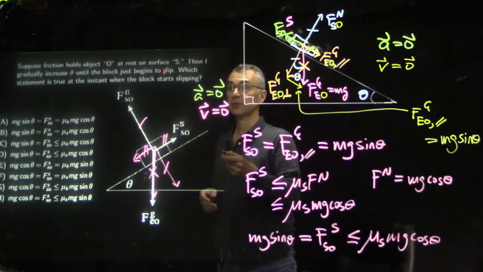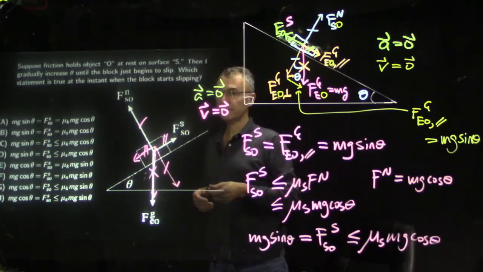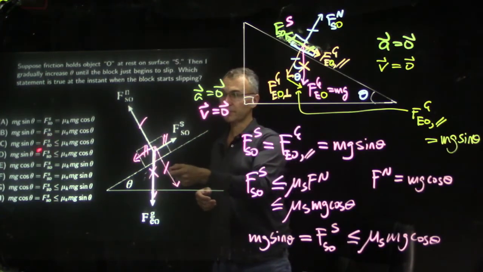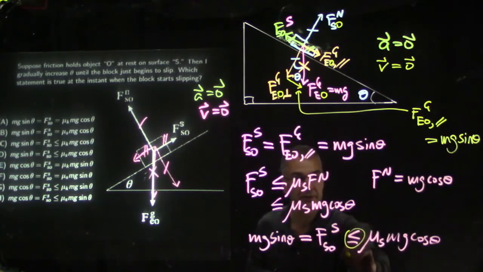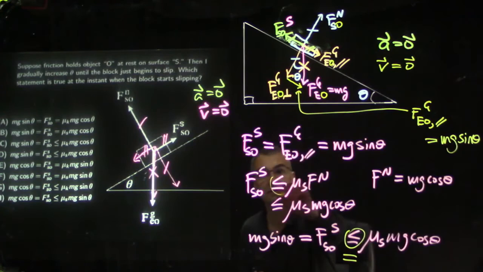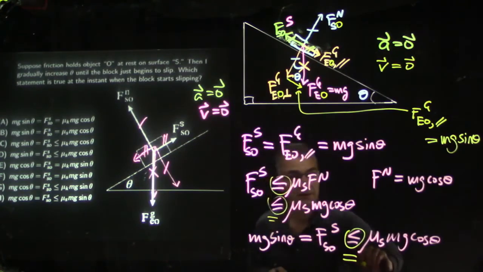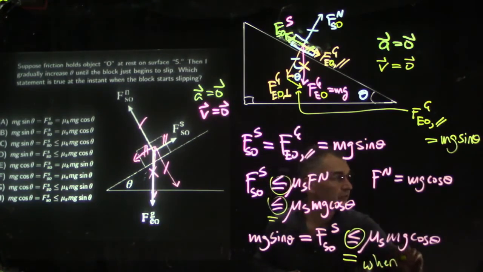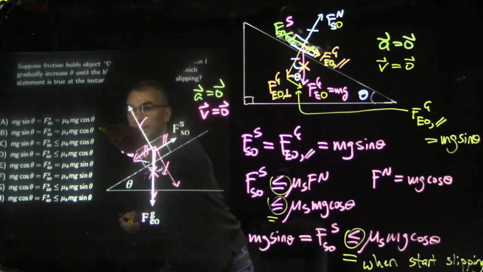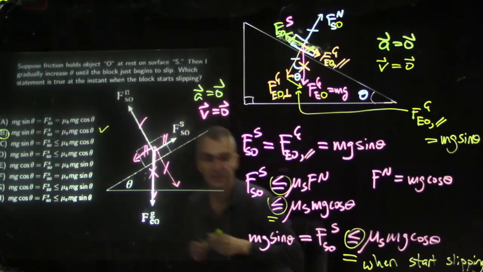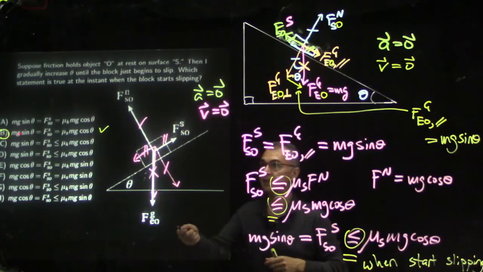Suppose friction holds the object at rest on the surface, then I gradually increase theta until the block just begins to slip. Which statement is true at the instant when the block starts slipping? So then this less than or equal for static friction becomes an equal sign when we start slipping. So the one with an equal sign, it's this one, B, bravo.